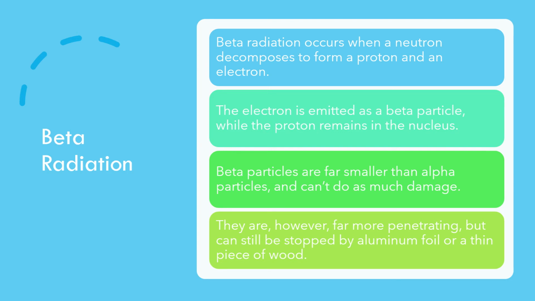Now let's look at beta decay, our second type of radiation. Beta radiation occurs when a neutron actually splits into an electron and a proton. The electron is emitted and is the beta particle, but the proton remains in the nucleus.